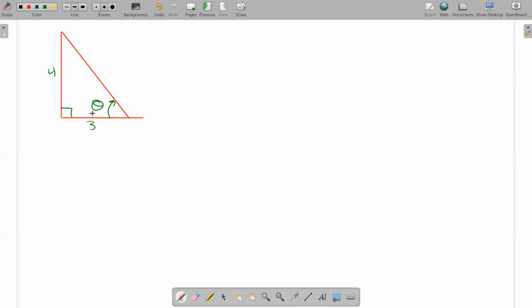Now, next I want to think about what trig function relates the height to the base. So if I'm thinking circle-wise, I could say, well, that's the y value, and this is the x value. If I'm thinking right triangle trig, then this side over here is opposite the angle, and this side right here is adjacent. And then I'm thinking, okay, which trig function deals with opposite and adjacent? Well, that reminds me of the tangent of theta is the opposite side over the adjacent side, or y over x if I'm talking about a circle.